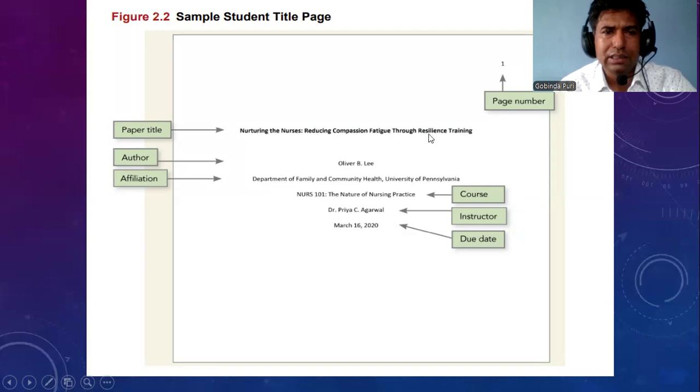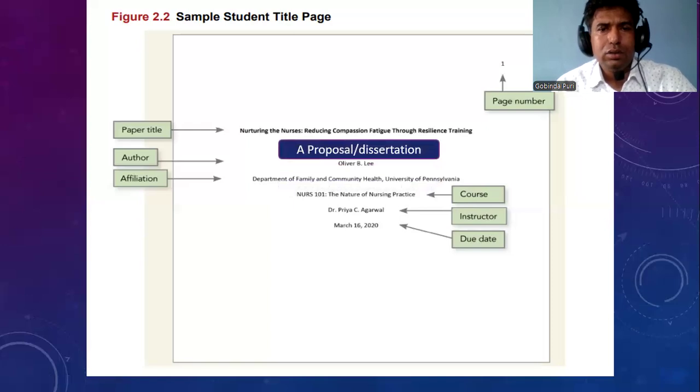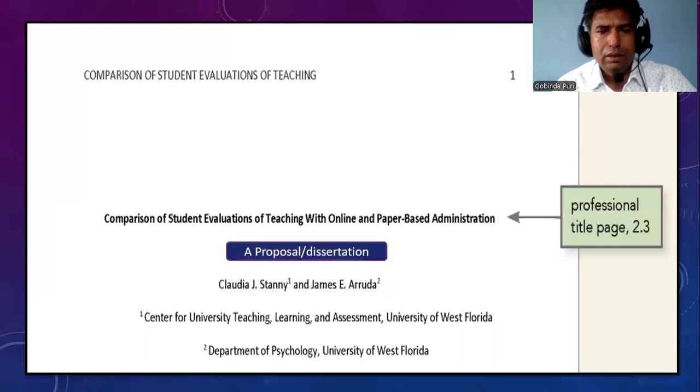The title is given like this, all in sentence case, and then the author name is given under the title, then the affiliation of the author, and then the course, if a student is submitting the paper, and the instructor, and the due date. This is also done in the proposal and dissertation as well. For a proposal and dissertation, you can see the professional title page, and then name and affiliation given there.